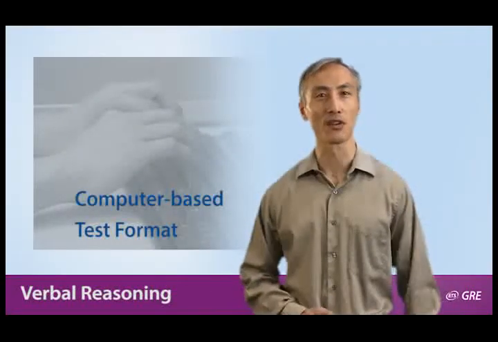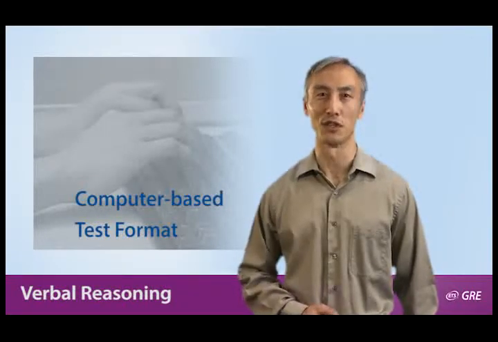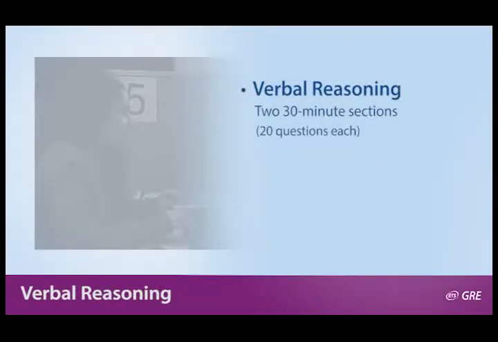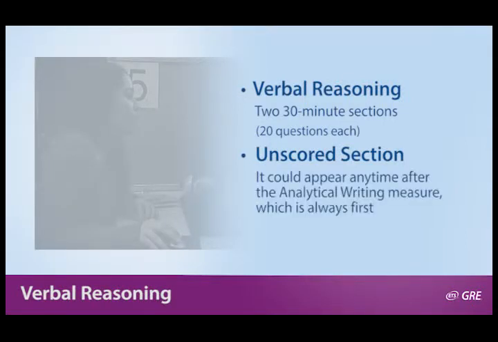Since most test takers take the computer-based test format, we will focus on that format in this video. The computer-based verbal reasoning measure contains two 30-minute sections. You may also receive a third verbal reasoning section that is not scored. This unscored section could appear any time after the analytical writing measure, which is always the first section in the GRE Revised General Test.